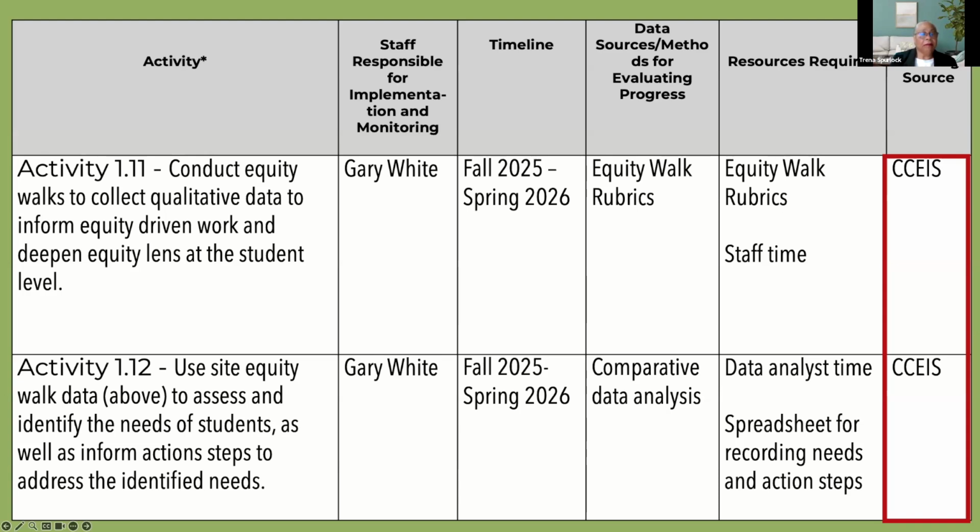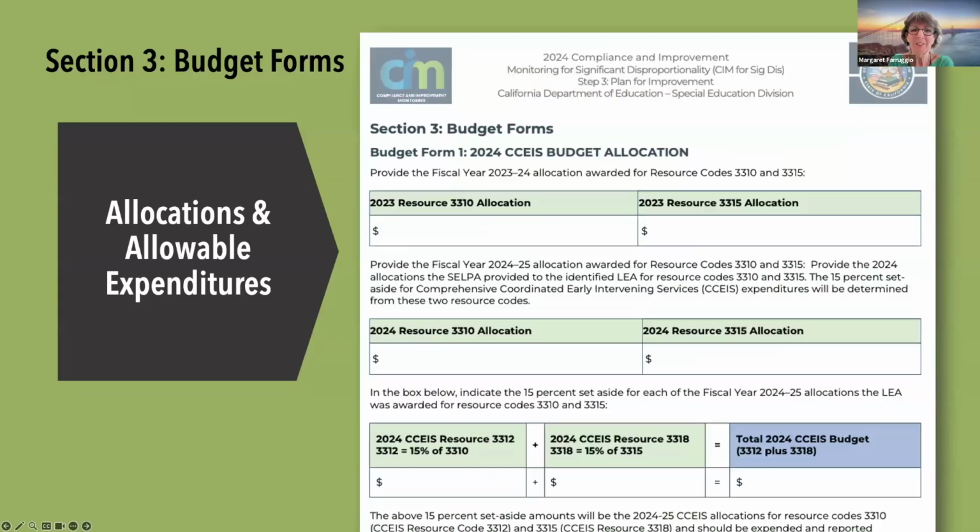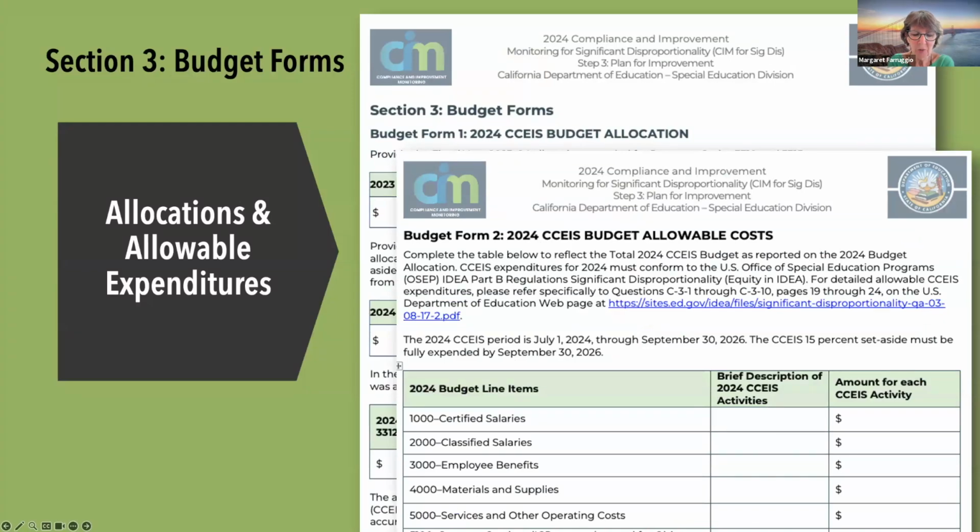Margaret? Thanks, Trena. Now we're in section 3. This section contains 2 budget forms. The 2024 CSACE budget allocation form, which guides you to determine the amount of funds you will have for your CSACE activities, and the 2024 CSACE budget allowable costs form that includes the budget for allowable CSACE activities in the plan for improvement. We'll go over the budget forms in detail during Step 3 workshop.